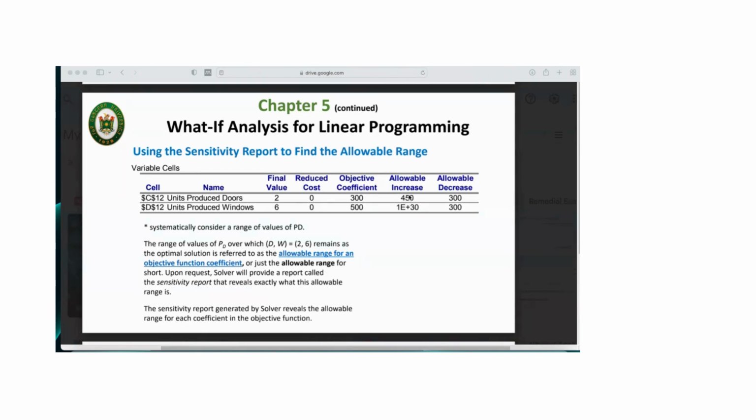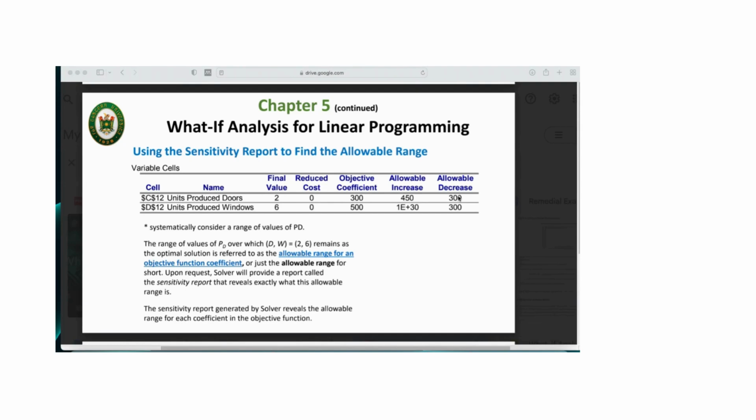Okay? How about if we increase this by 350? What can you conclude? The 350 is still within the allowable, right? Because if you change this by adding 350, this will become 650. So if we change this to 650, what's the effect on the optimal solution? It will still be optimal because the increase is within the allowable.